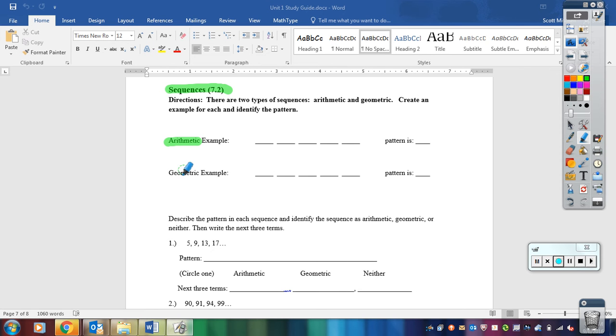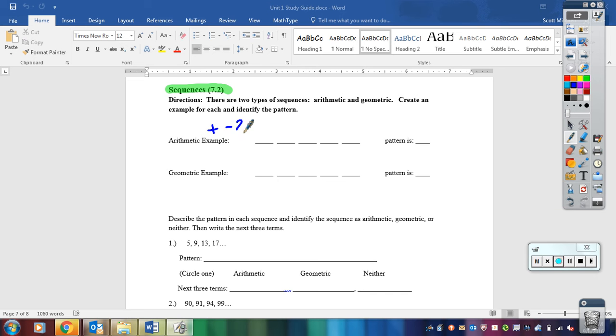There are 2 types of sequences, arithmetic and geometric, that you're responsible for. Arithmetic is always adding. Geometric is always multiplying. Even if it's getting smaller, you can get smaller with arithmetic by adding negative numbers. You can get smaller with geometric by multiplying by fractions, for example, times 1/2. So it says, create an example of each of them and identify the pattern.